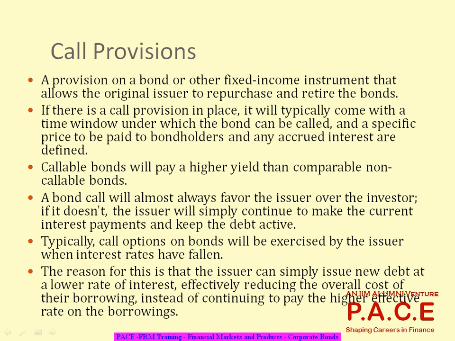Callable bonds will pay a higher yield than a non-callable bond, because the company is taking an advantage, so they have to sell it at a discount. Otherwise, no, because the company is taking the benefit, right? If the company is taking the benefit, why will an investor invest in that, unless it is available to him cheap? So callable bonds generally will be sold at a discount compared to non-callable bonds.